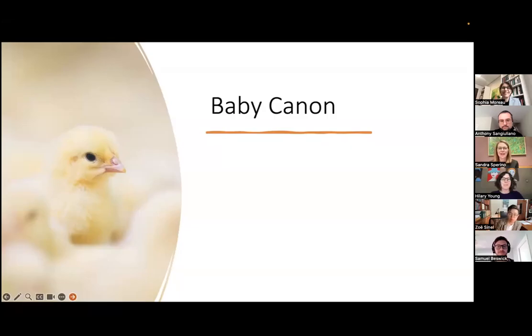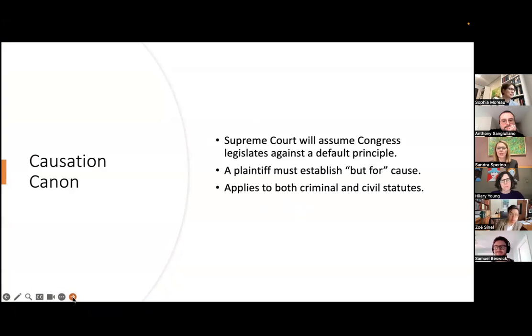Cuddly baby canon. But indeed, it is not. We're going to talk about some of the problems with this new canon of interpretation. So let me start by telling you the canon.